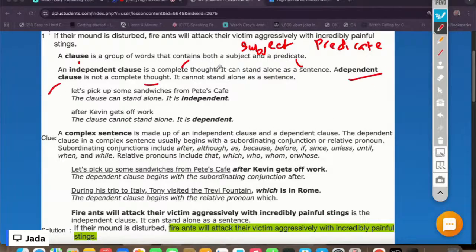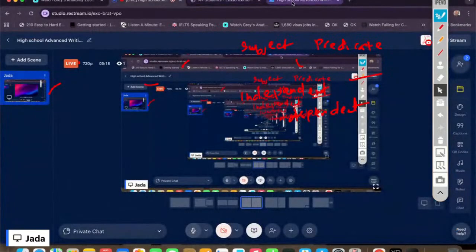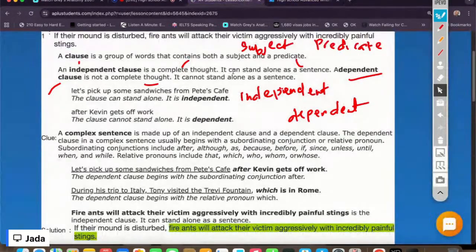Now we also have a dependent clause. It's not a complete thought. It cannot stand alone as a sentence. Okay, so just like independent, so independent clauses can stand on their own, they don't need any help. And then dependent clauses cannot stand alone, they need help. Okay.